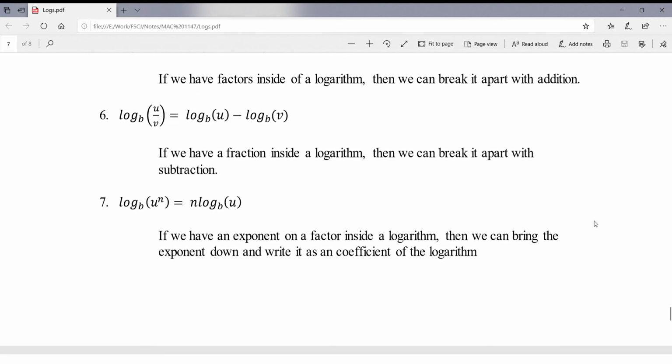And then our last property, property number 7, I have log base b of u raised to the n exponent. The difference between this and a property above is, notice the base number of the logarithm does not match the base number of the exponential. So I have log base b of u to the nth power. This is equal to n times log base b of u. So if we have an exponent on a factor inside a logarithm, then we can bring the exponent down in front and write it as a coefficient of the logarithm. So that exponent of n comes down in front, and I have that n as a coefficient now.